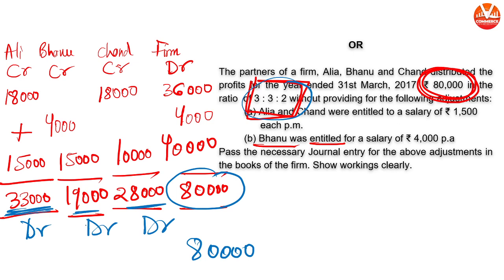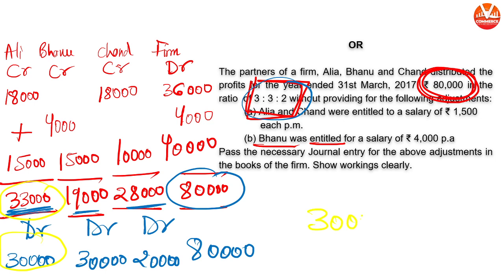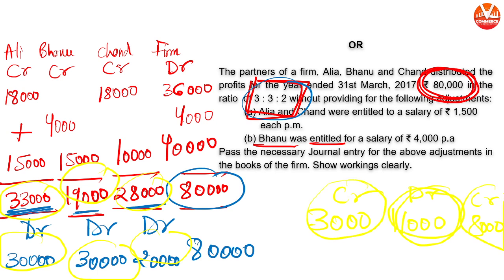The profit we have already distributed among the partners, we will take back. So 30,000 and 20,000 we will take back from the partners. Now you will compare this credit and debit side. You will compare 33,000 and 30,000. So there is 3,000 credit balance. Then 19,000 and 30,000, there is 11,000 debit balance. And in the next there is 8,000 credit balance. So Bhanu will be debited by 11,000 and Alia and Chand will be credited by 3,000 and 8,000.